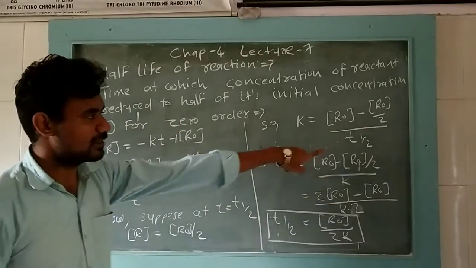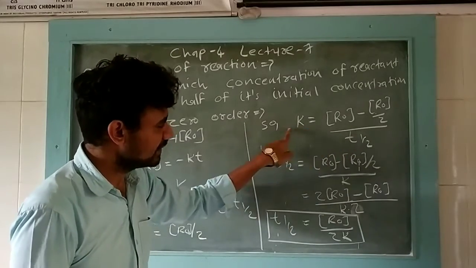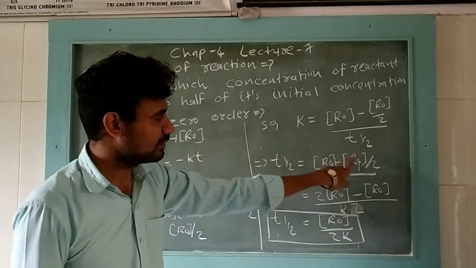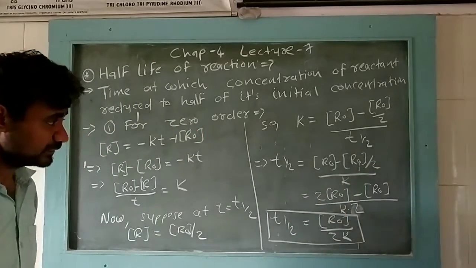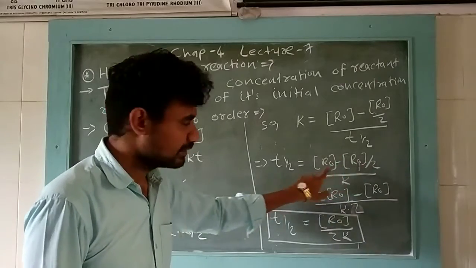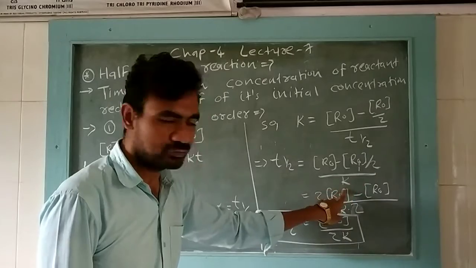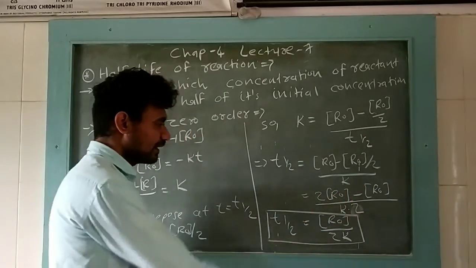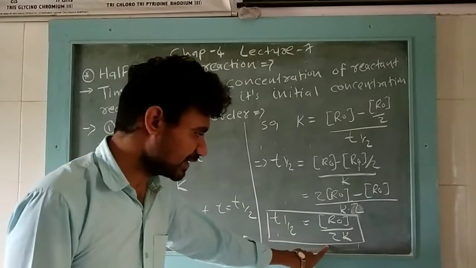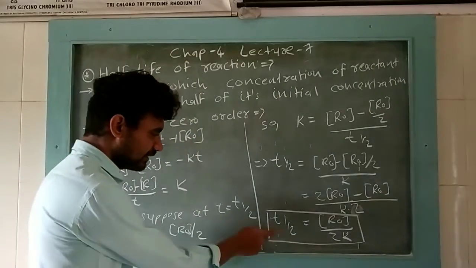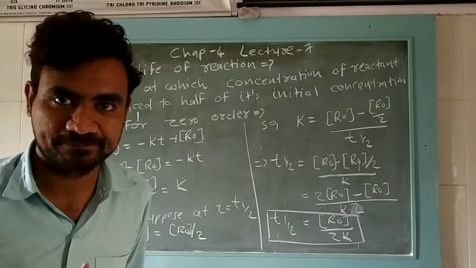So now change the side of t1/2 and K. t1/2 is equal to R0 minus R0 by 2, divided by K. Now take LCM here. So 2R0 minus R0 divided by 2 into K. Now 2R0 minus R0 means 1 R0 will be there. So R0 divided by 2K. This is our equation for half-life for zero order reaction.